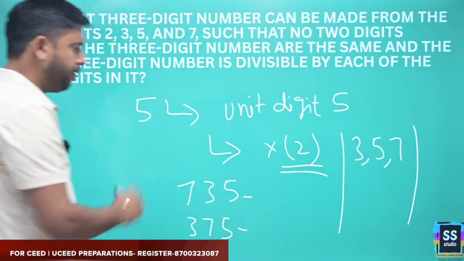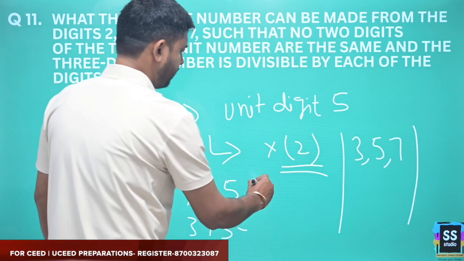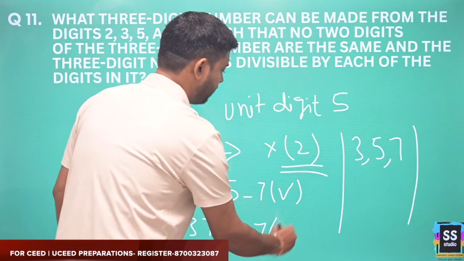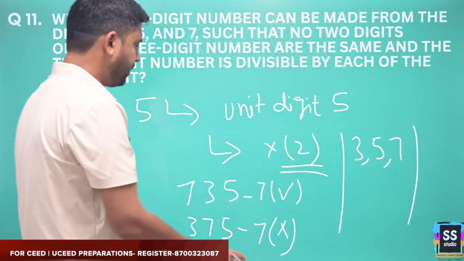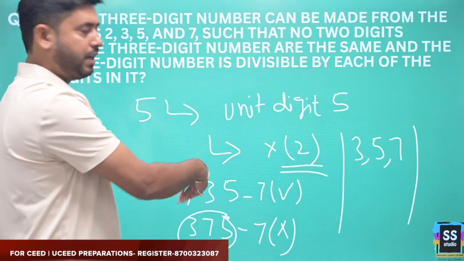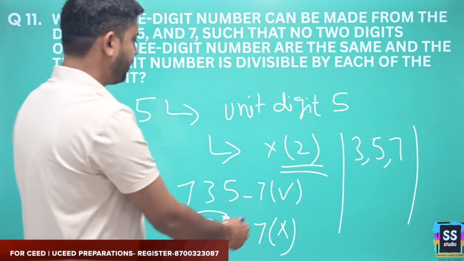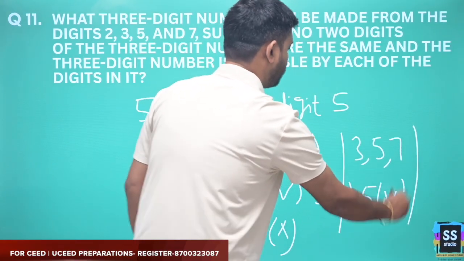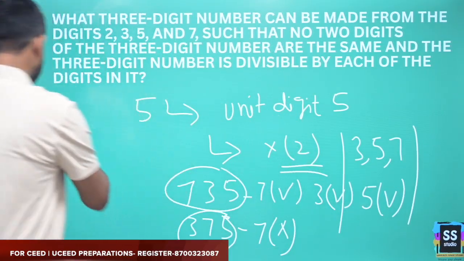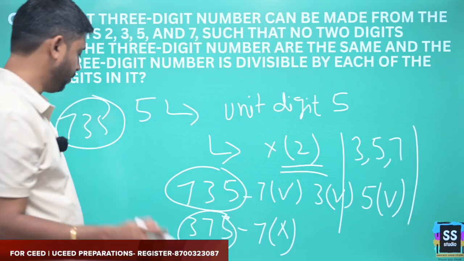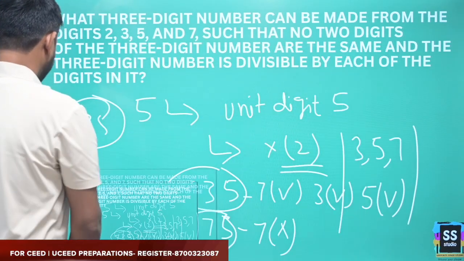Right? Now if we try to solve it, this one is divisible by 7. This one is not divisible by 7. So obviously if it is not divisible by 7, we can eliminate this number. Moving forward, we can cross-check 735. It is divisible by 3 as well. It is divisible by 5 as well. So our correct answer is 735. This is the right answer, and this is how you solve the question. Clear? Moving forward.